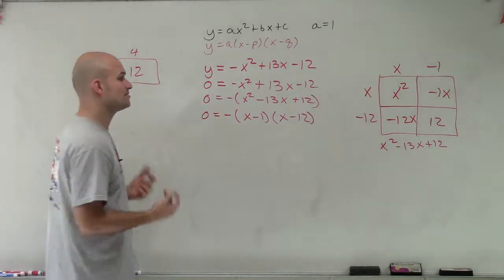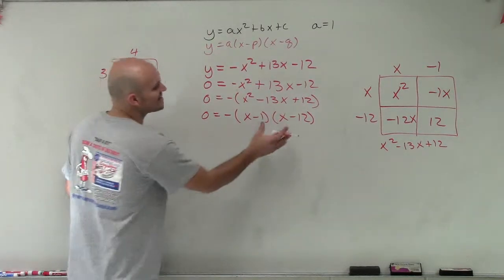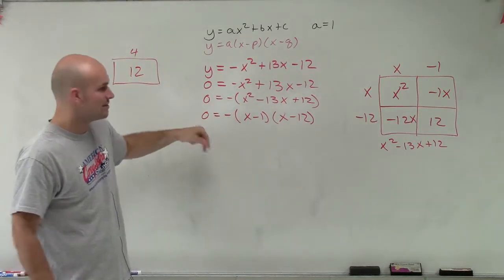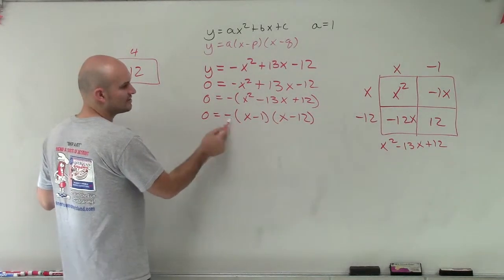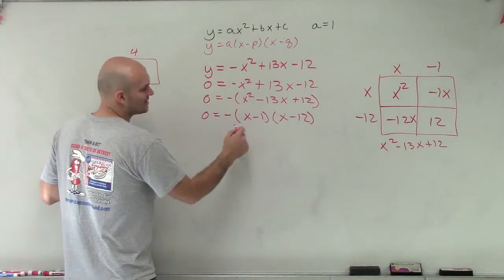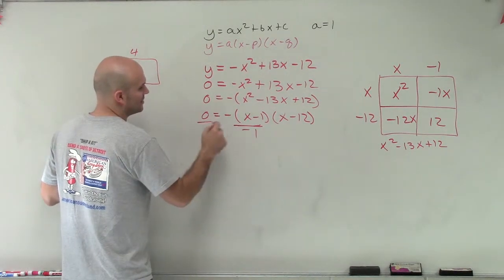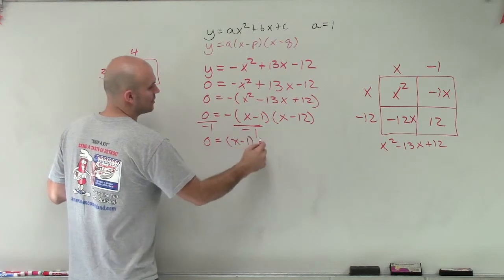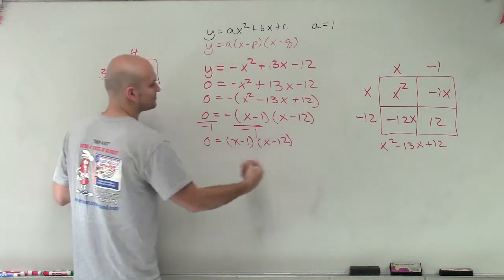Now we need to solve it. So by applying the zero product property, since I've written this as a product, I know that this times that equals 0. So it doesn't matter. To get rid of the negative, the reason why I factored it out, is because it's not going to affect our answer. Divide by -1, and I get 0 equals x minus 1 times x minus 12.